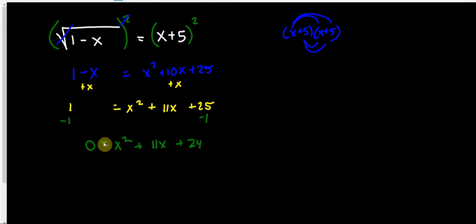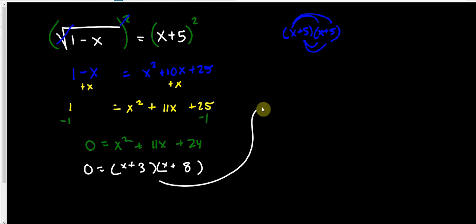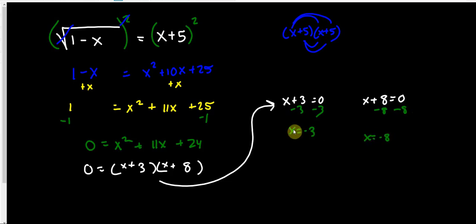And so now what I hope for is I hope for this to factor, because at this point in the course, we have no other way to solve this. Let's see, they look like they're both going to be positives. All right, so is there anything that multiply to 24 that adds to 11? And hopefully you've said, yeah, that's 3 and 8. All right, so now what I'm going to do is I will set each of these equal to 0. And I can get 2 solutions. Minus 3 from both sides, so x is equal to negative 3. Minus 8 from both sides, so x is equal to negative 8. So there are 2 solutions.